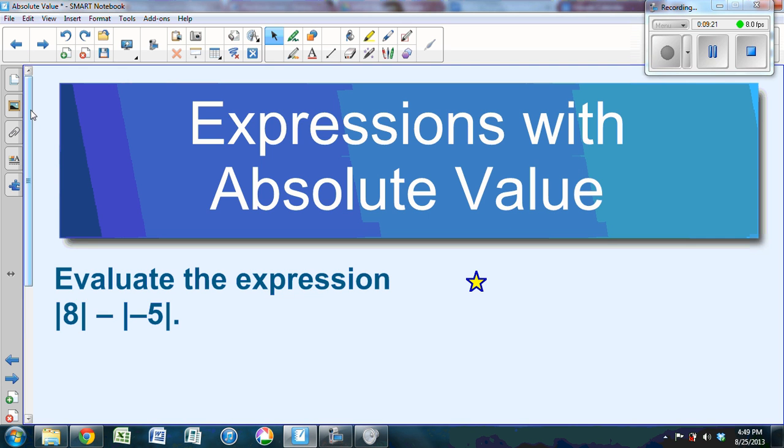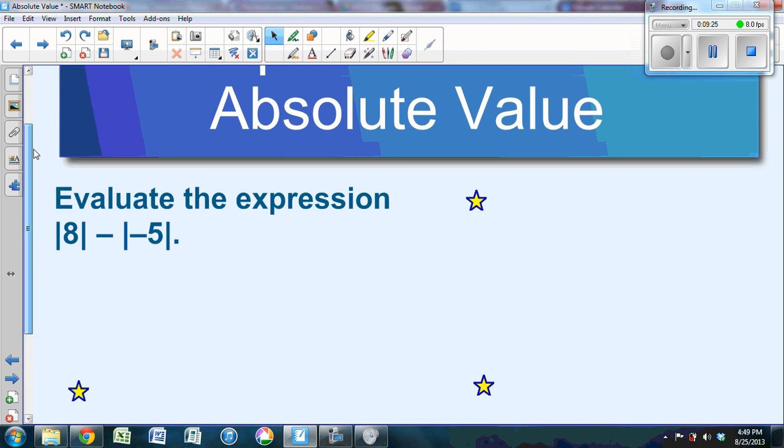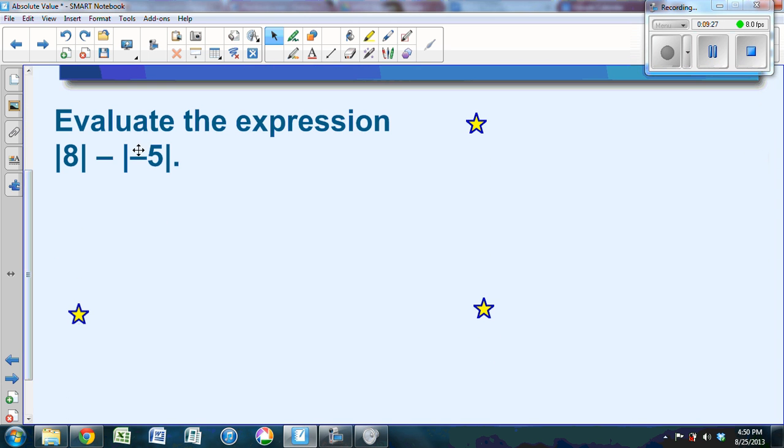Now, sometimes we have absolute values mixed in with expressions. And this is like our order of operation problems that we've done. And we treat our absolute value bars like our parentheses. So that means they always have to be done first. So if I have the absolute value of 8 minus the absolute value of negative 5, the first thing I want to do is the absolute value.